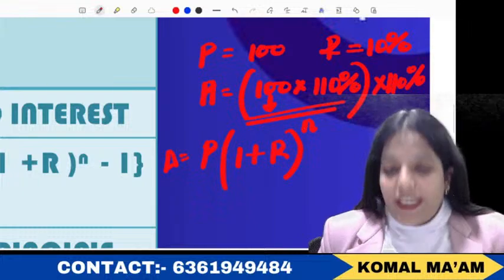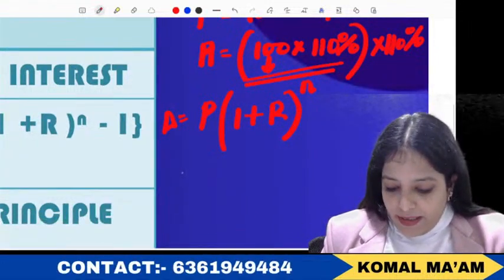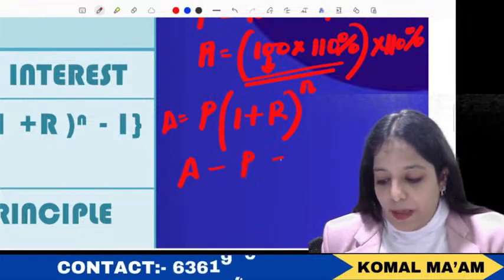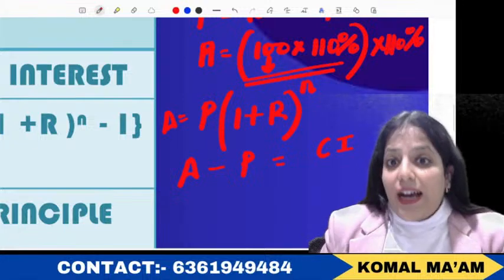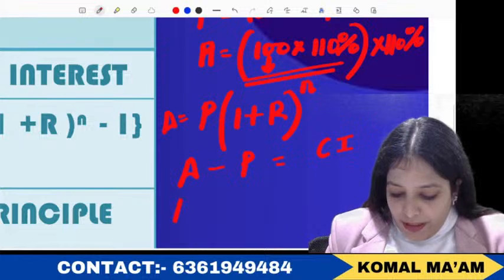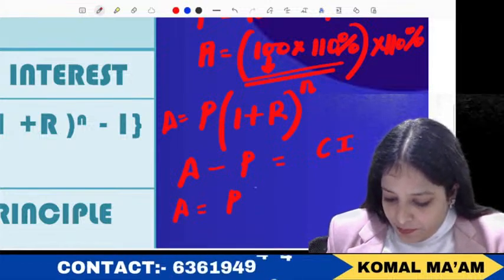Now if you want to calculate interest, one way is to subtract the principal from the amount, and you will get compound interest in this scenario. The other way is, if you want a direct formula, how will you do it? Amount is equal to, just substitute the values, nothing else.